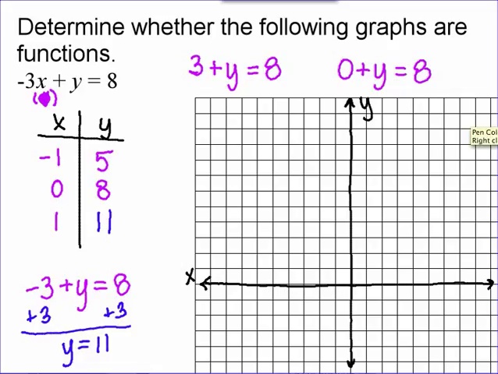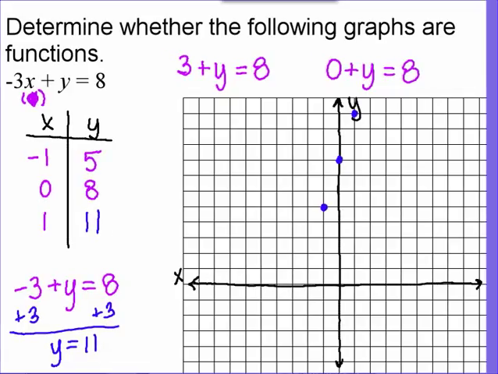So -1, 5 means you're going to go what from the origin? We're gonna go left. Left 1, and how many? Up 5. Up 5, so there you go. 0, 8. Up 8. So, did I do that? 1, 2, 3, 4. Okay, next one. 1, how many? 11.